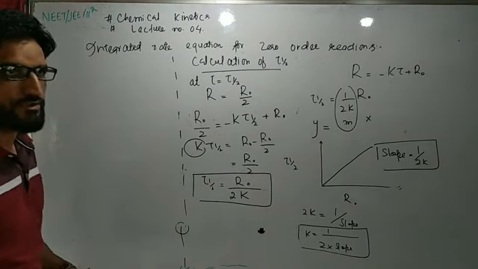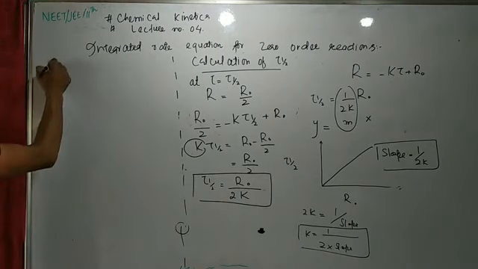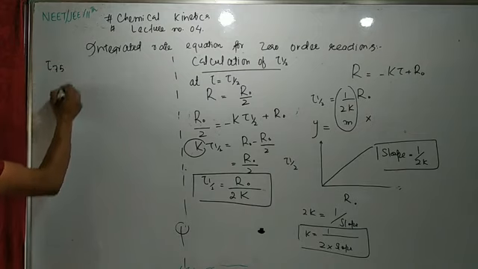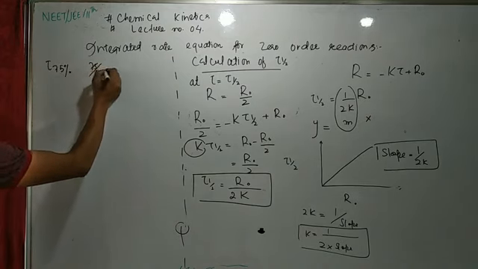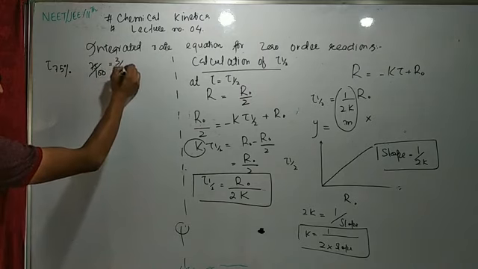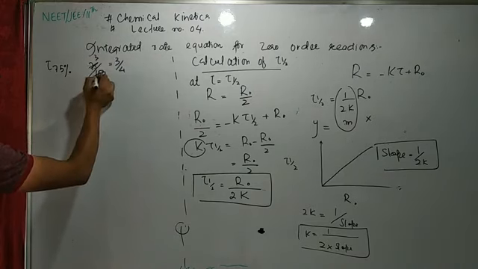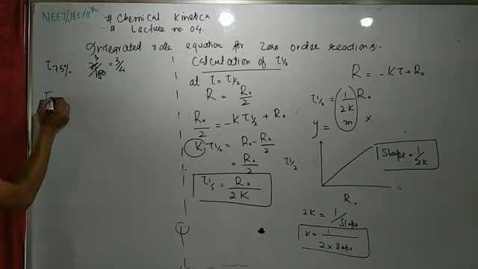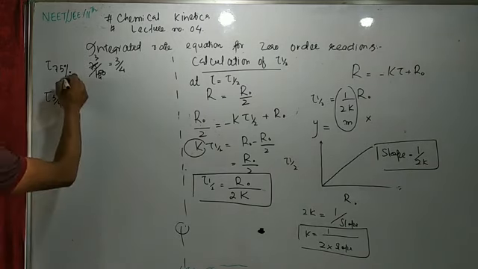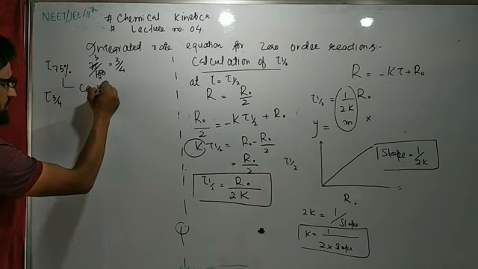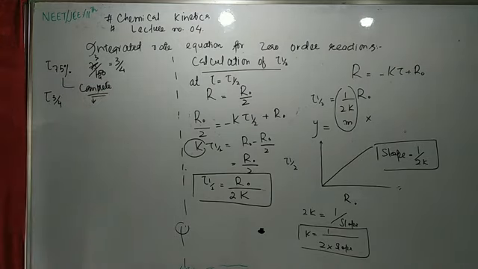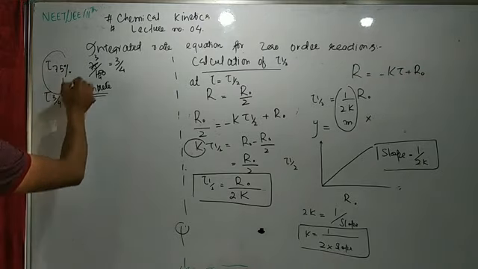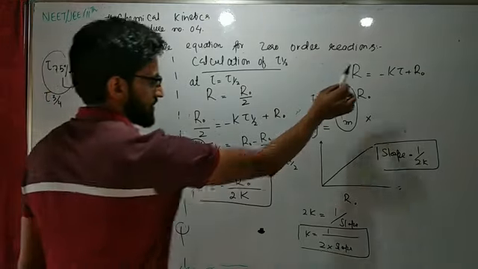Now if the reaction is 75% complete, that means T75%. T75% means this is 75 divided by 100. That will be equal to 3 divided by 4. 25 3s are 75, 25 4s are 100. Or we can write T3 by 4. That means for the completion of 75% of the reaction, you can calculate T75% from this equation.